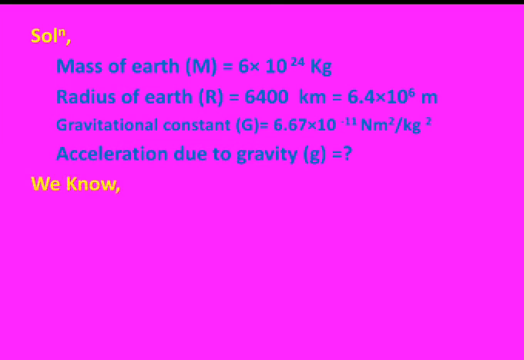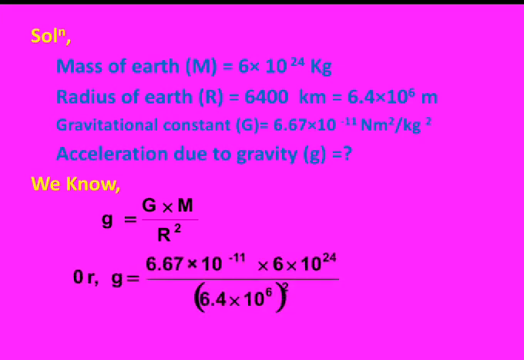We know small g equals capital G into capital M upon R square, or small g equals 6.67 × 10^-11 into 6 × 10^24 whole upon 6.4 × 10^6 whole square. Therefore, small g equals 9.77 meter per second square.